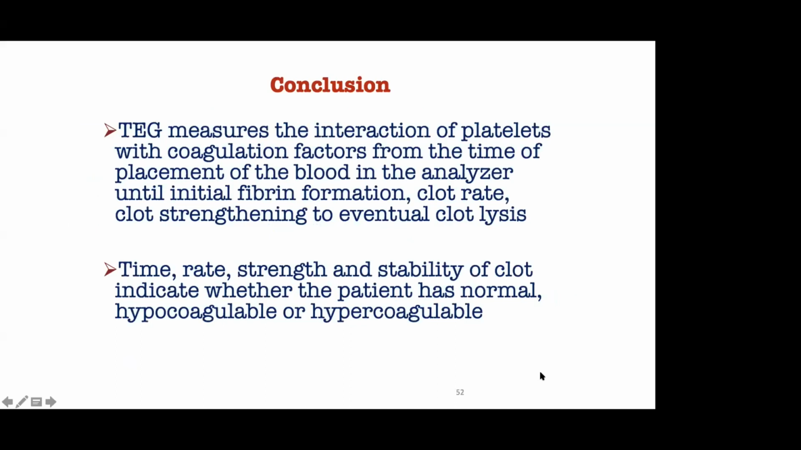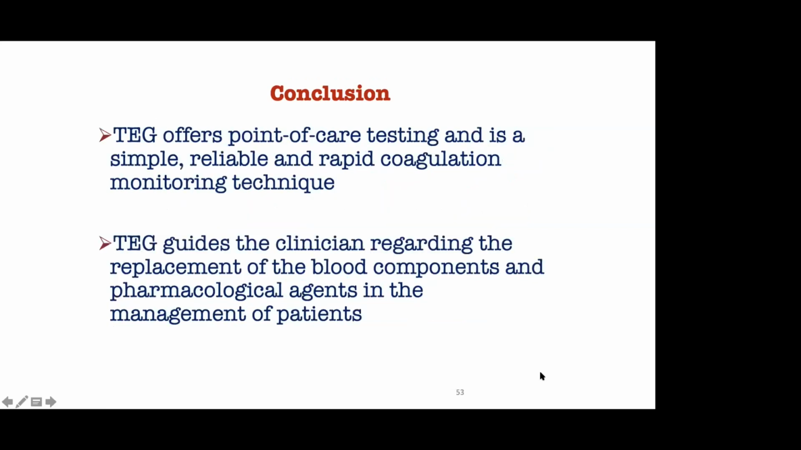So in conclusion, TAG measures the interaction of platelets with the coagulation factors from the time of placement of the blood in the analyzer until initial fibrin formation, clot rate, clot strengthening, and eventual clot lysis. The time, rate, strength, and stability of the clot indicate whether the patient has a normal, hypocoagulable, or hypercoagulable state. TAG offers point of care testing and is a simple, reliable, and rapid coagulation monitoring technique. TAG guides the clinician regarding the replacement of blood components and pharmacological agents in the management of patients. Thank you very much.